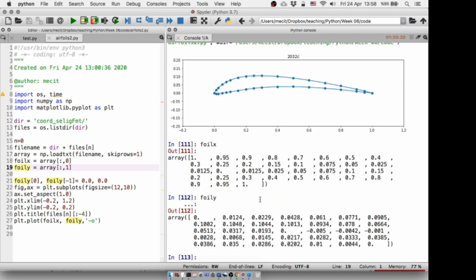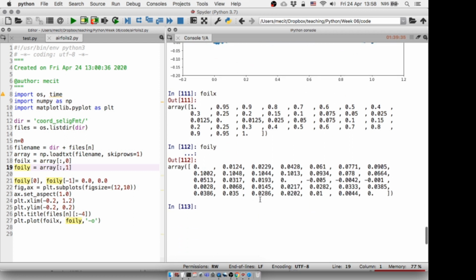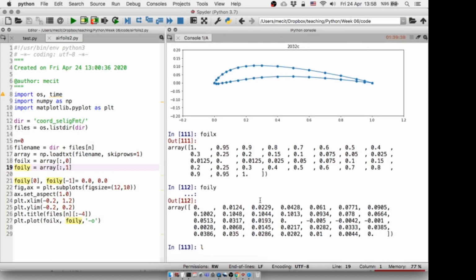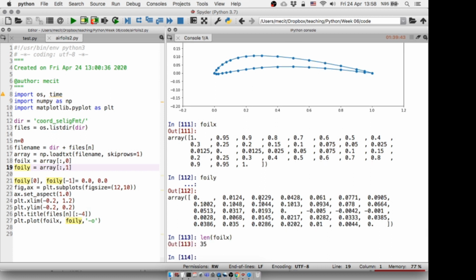So, how many panels are there on the graph? Well, the number of panels is of course 1 minus the length of foil X. So I have 35 points here. Therefore, the first panel is between the 0 and 1. The next panel is between 1 and 2, etc. So we have 34 panel centers, up to 34 panels. So these are the panels that I am talking about.